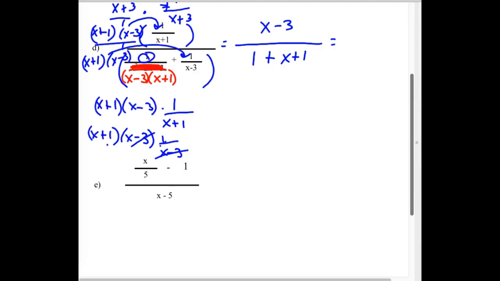Simplifying, what do we end up with? X minus 3 over x plus 2? Okay. X cannot equal what? Go back to the original problem. X can't be negative 1 or 3. In my final answer, it can't be a negative 2. Okay.